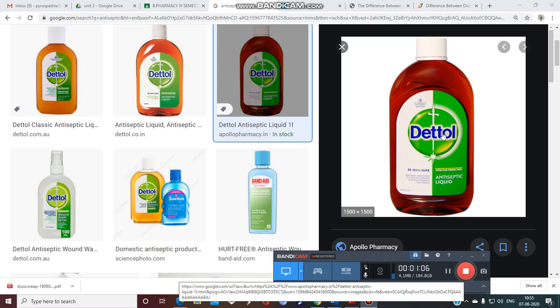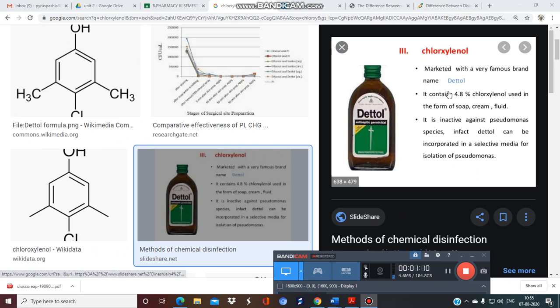So here is an example of an antiseptic liquid, that is Dettol. And remember this thing, Dettol is nothing but a chemical. Which chemical? This is chloroxylenol. It contains 4.8% chloroxylenol. So I request you, if you have Dettol bottles at your home, just see the label. It contains chloroxylenol.